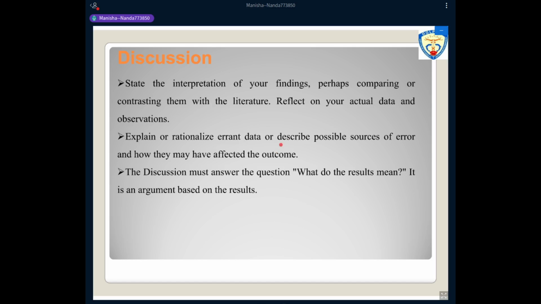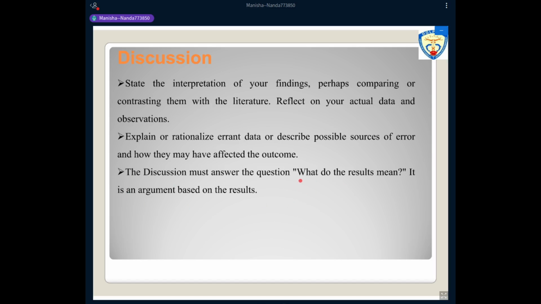This is what I was trying to say, that in case you find any discrepancy or any disagreement with what has been reported by major researchers in that field, then you have to discuss that particular part also. You have to discuss the possible reasons that could have led to such results from your side. The discussion must answer the question, what do the results mean? It is an argument which is based on the results. So this statement best describes the discussion. While writing your discussion, you should always keep this in mind.